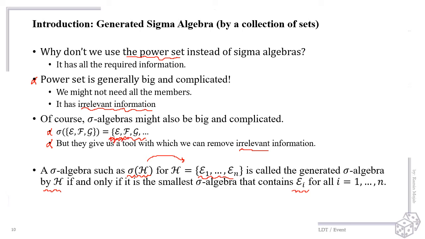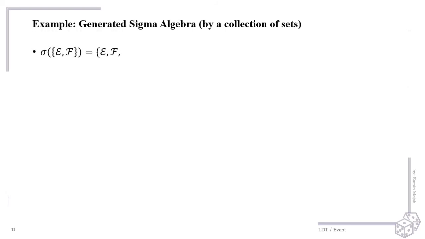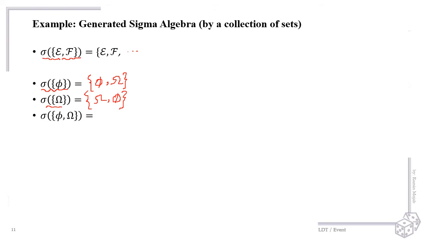In the previous example, we actually generated a sigma algebra by a collection of two sets. Here, you can generate a sigma algebra by a collection of three sets. That set is the smallest sigma algebra that contains these E, F, and G. This is the example that we did before. It's a generated sigma algebra by this collection, and the answer is the same. The sigma algebra that is generated by this collection is the trivial sigma algebra.